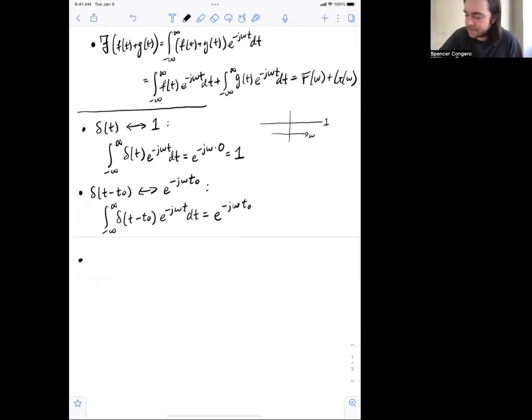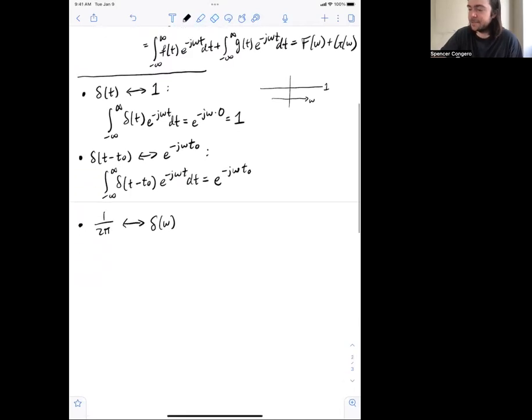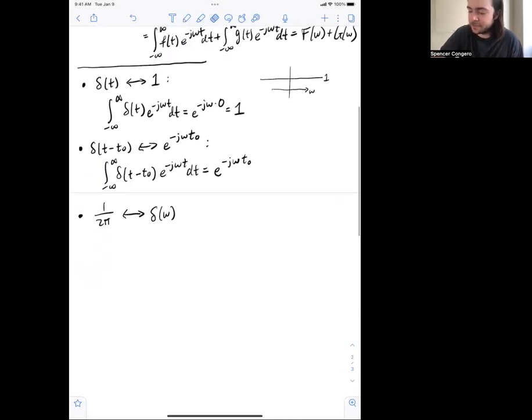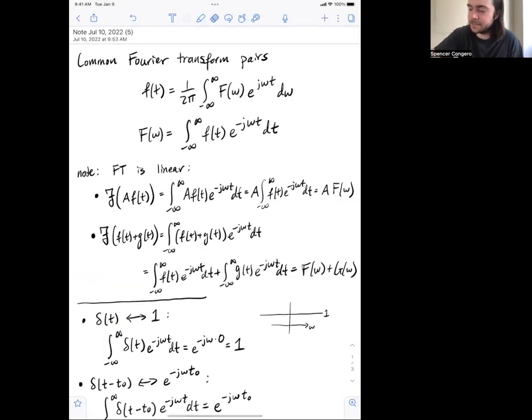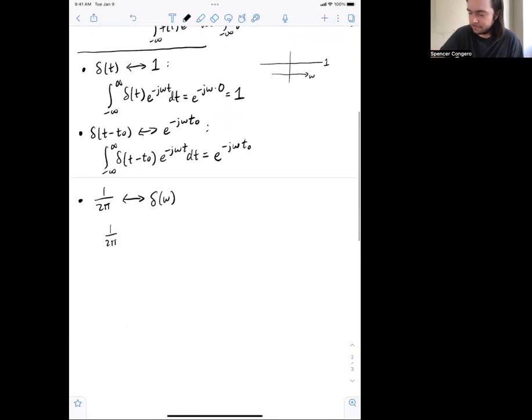Now let's see what happens when I have a delta function in frequency. What is the inverse Fourier transform of that delta function in frequency? Turns out it's just 1 over 2 pi. It's going to be very similar. Let's just look at the inverse Fourier transform now. So the inverse Fourier transform formula is 1 over 2 pi times the Fourier transform times e to the j omega t. So I'm going to look at the inverse Fourier transform of delta of omega.